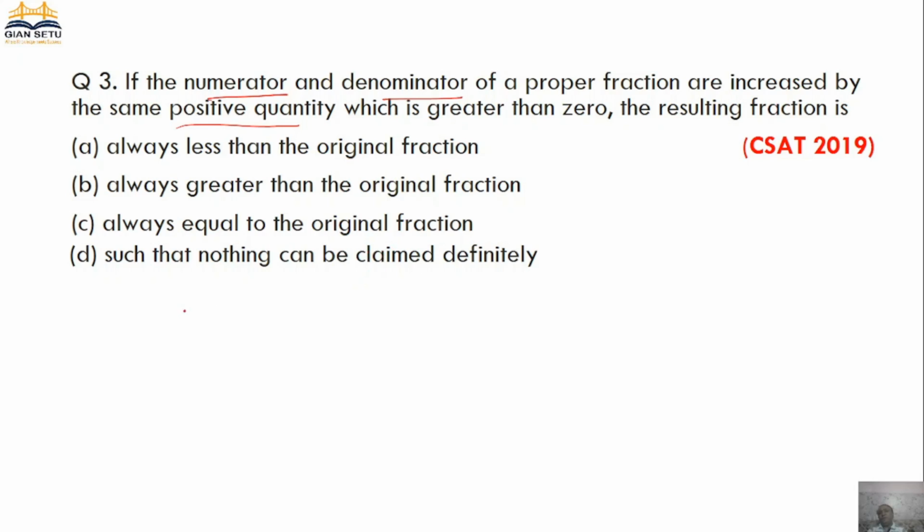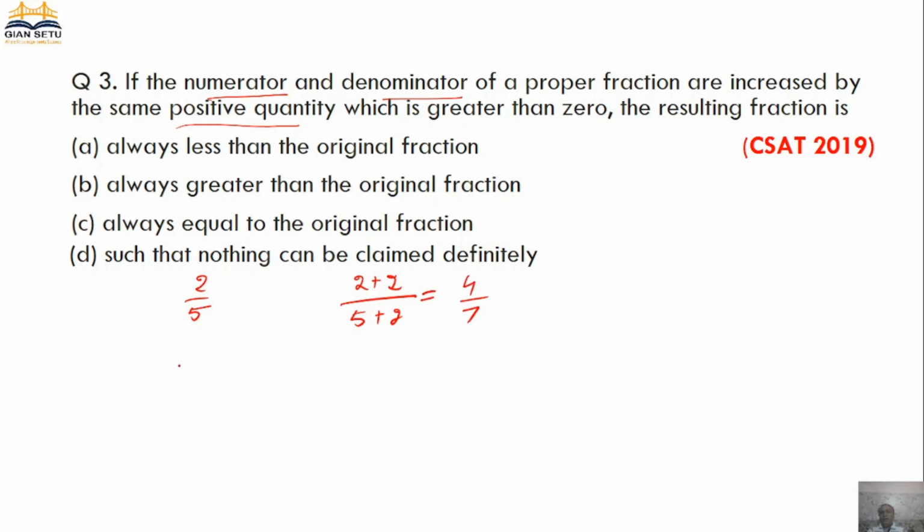Let's suppose here in this question our fraction is say 2 by 5. This is a proper fraction. Here the denominator is greater than the numerator. Now according to the question, if we add any positive quantity to the numerator and the denominator, let's suppose we add 2 in the numerator and 2 in the denominator. The new fraction will be 4 by 7.